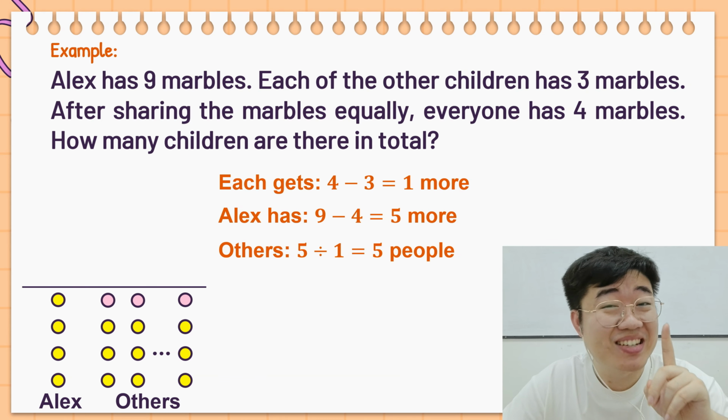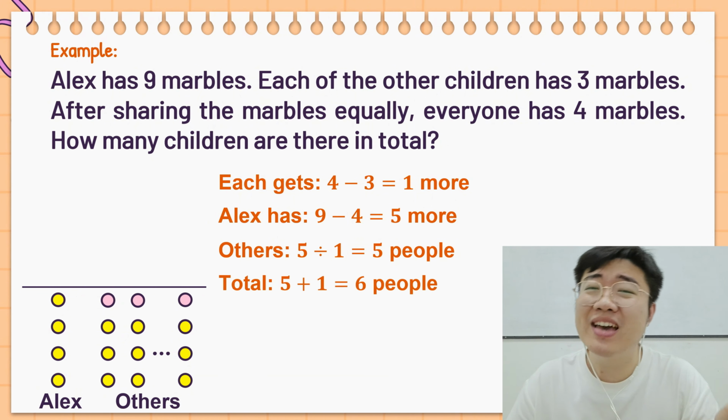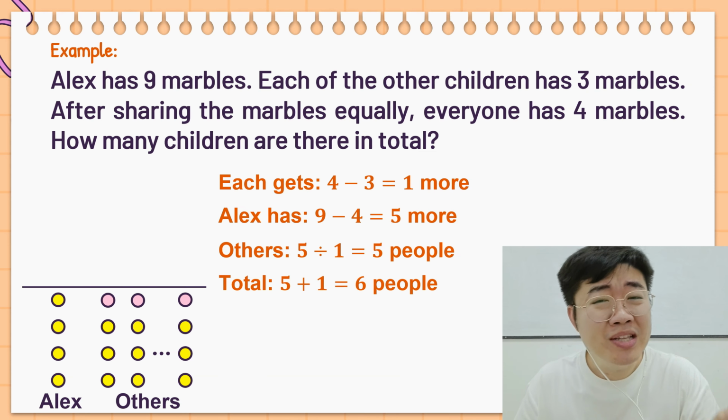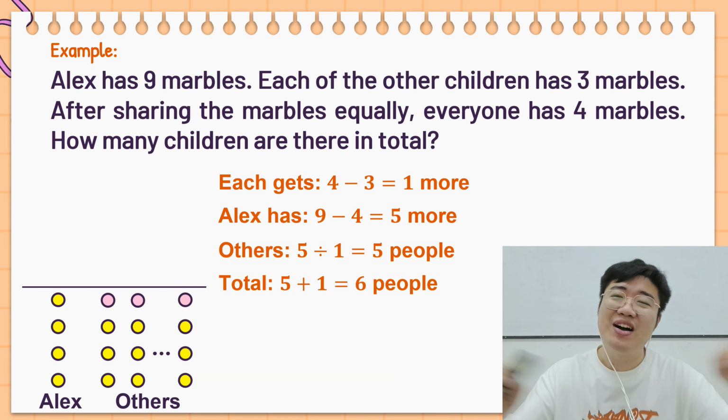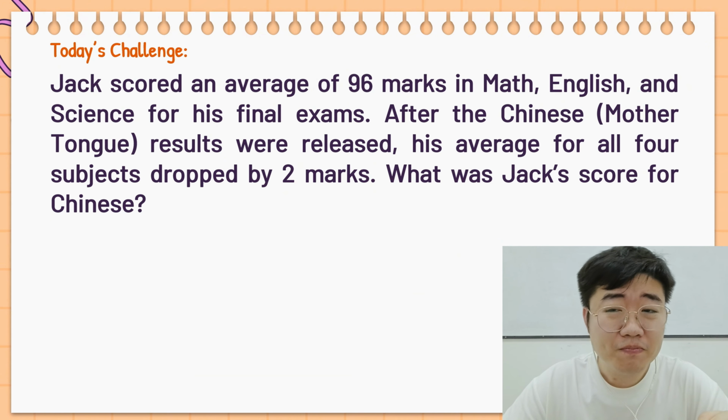Oh, this is a tricky question. The total is not 5. The total must be 6. We must add in Alex as well. Now, knowing this, we are able to solve our challenge for today. So, let's take a look at our challenge question again.